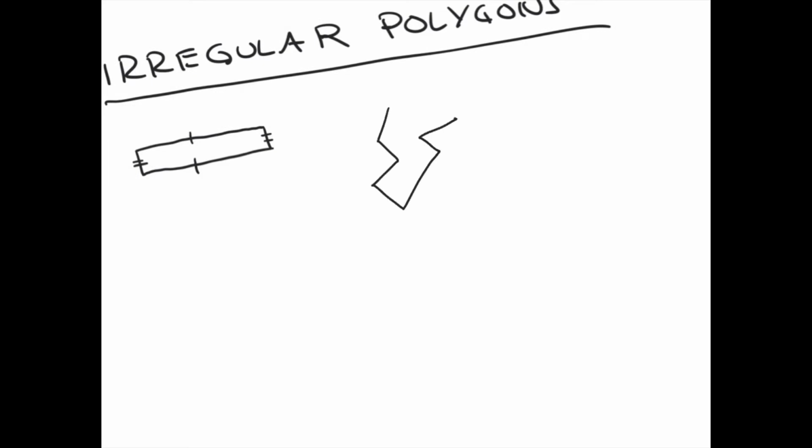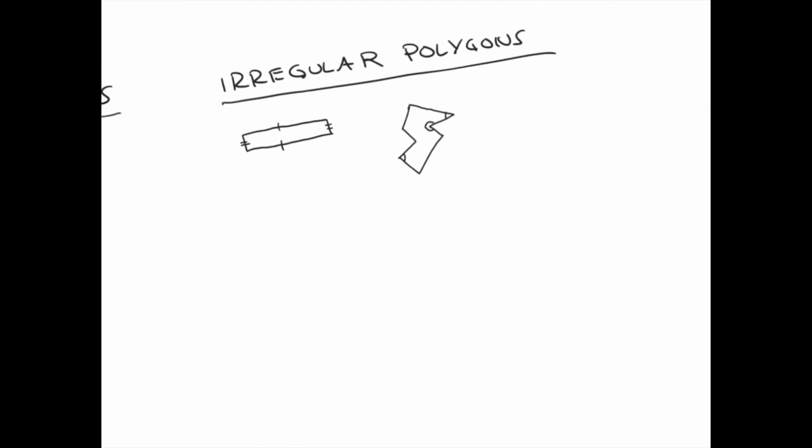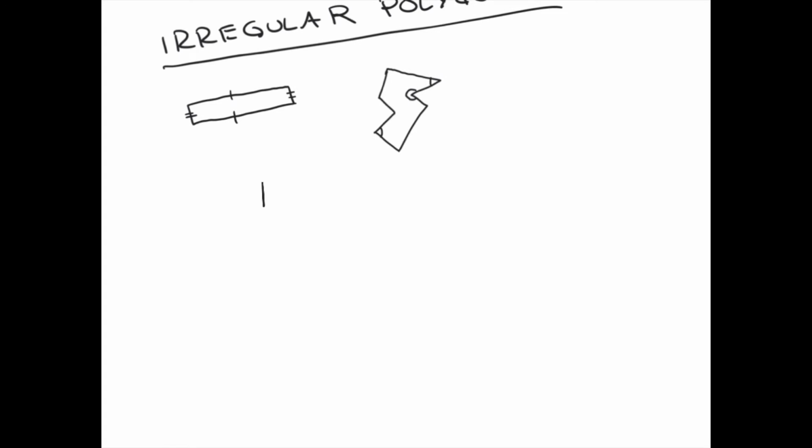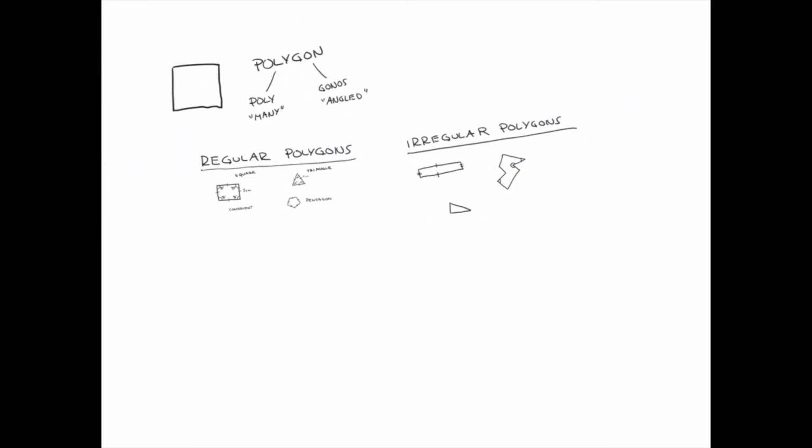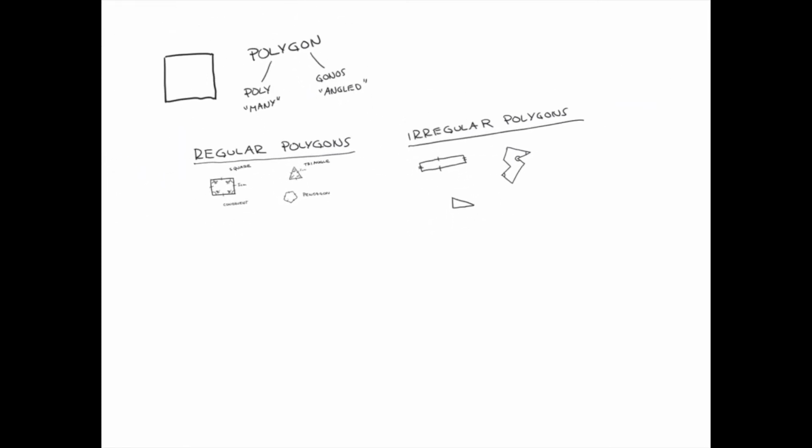Here's another irregular polygon. It's just sort of a random construction I've made. The side lengths aren't the same. The angles are all different. So it again is not a regular polygon. You could have an irregular triangle, right? A triangle where the sides are not all identical. So those are basically your 2 kinds of polygons. You have regular and irregular polygons.